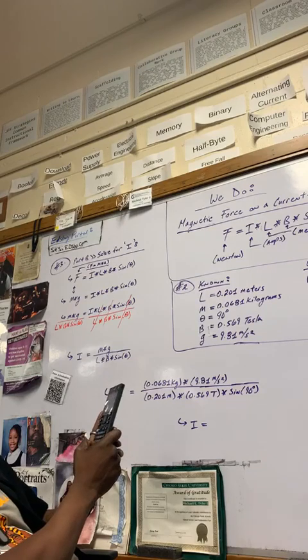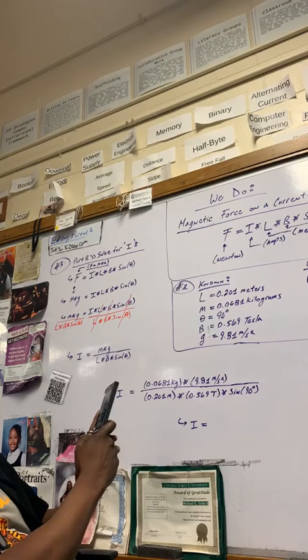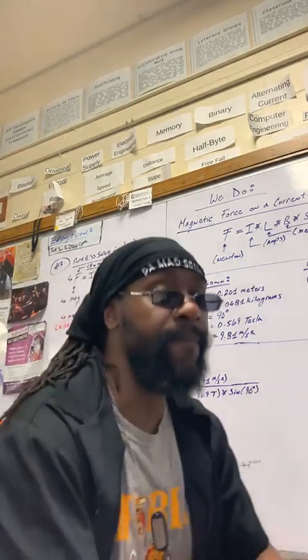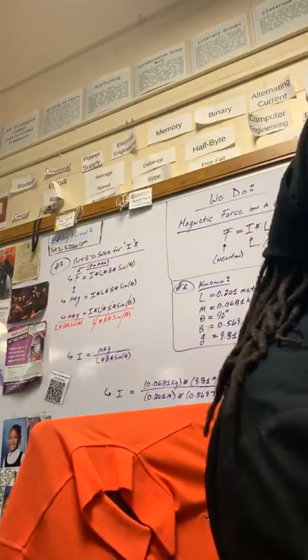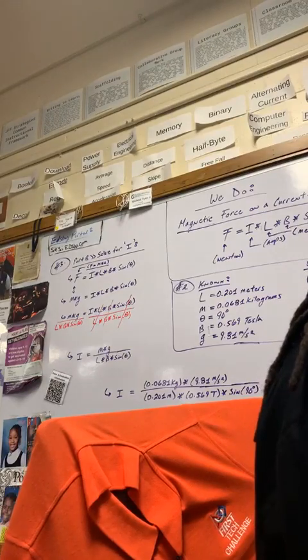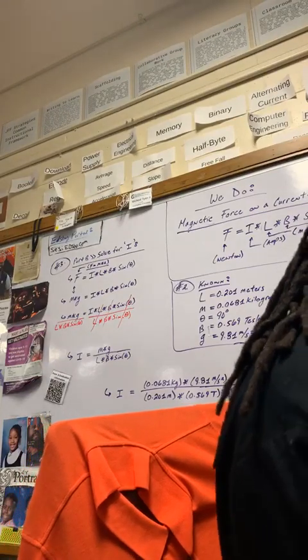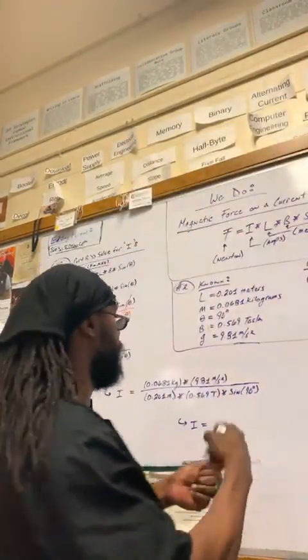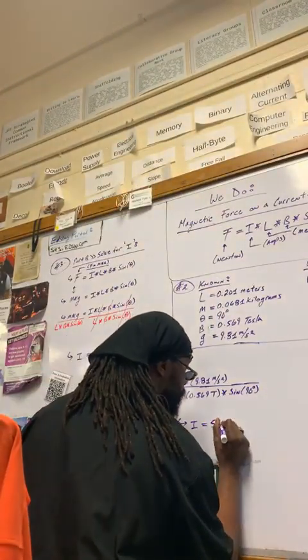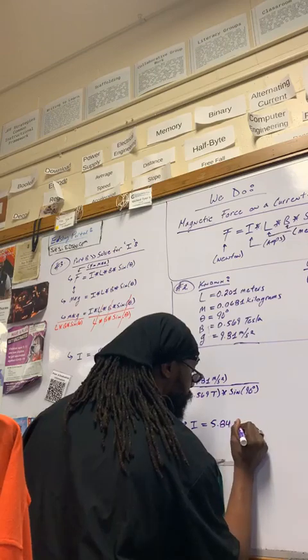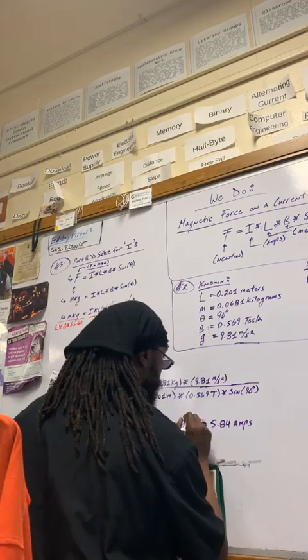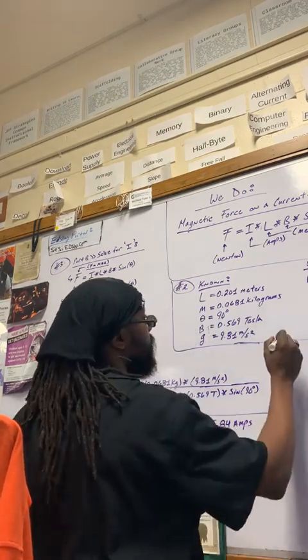times, we got 0.569 times, get the trig button, sine, and put 90 in there. I get a yield, right? Make sure your calculator's also on degrees, not radians. So 5.84, and it's amps, right? That's all she wrote, ladies and gentlemen.